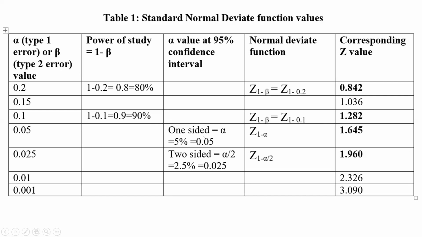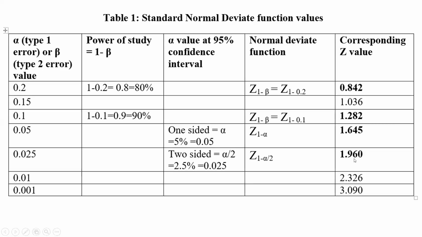And next, if the alpha value is 5%, it means a 95% confidence interval: 100 minus 5 is 95%. So if it is one-sided, that means 5% alpha, so it is Z1 minus alpha, and the corresponding value is 1.645. And if it is two-sided, it means alpha by 2, 5 by 2, 2.5% or 0.025. We can write Z1 minus alpha by 2, and its value is 1.96. 1.96 is the most popular value, we know.